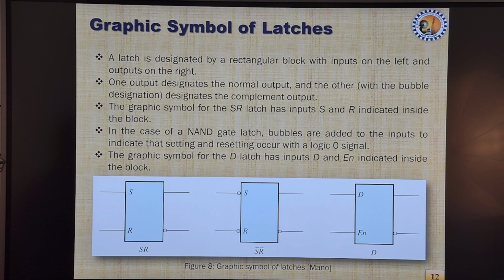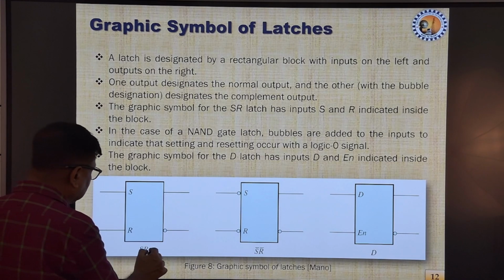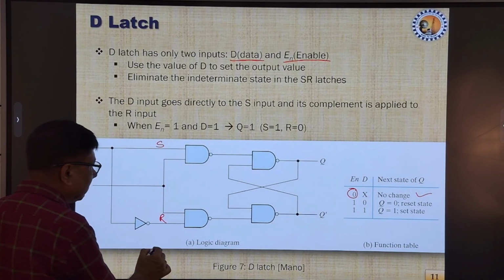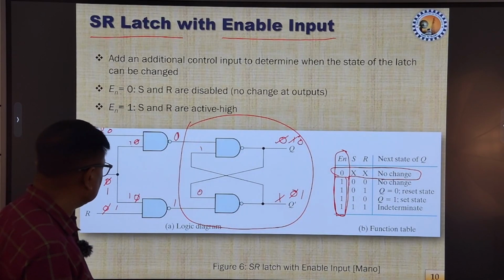Now, this explains the graphic symbol of latches, because in circuits we use their symbols only. How do we represent these latches in our digital circuits? This is representing our SR latch. This is the fundamental SR latch.